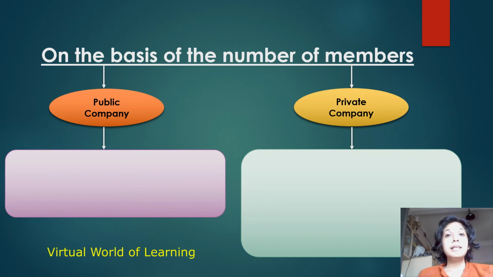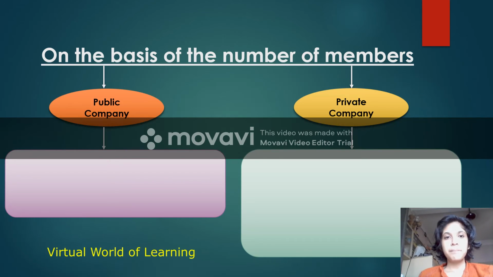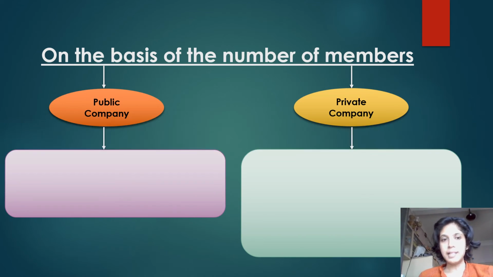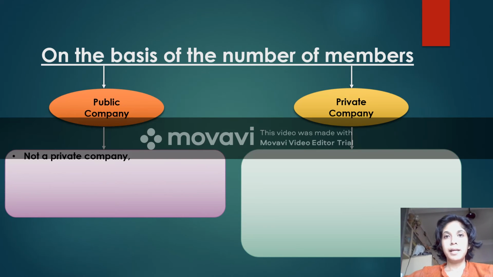to the second point, or second basis, of types of companies. The second basis is based on the number of members. Now there are obviously two, as I've already said in the last to last slides, that there are public companies and there are private companies. Now what are these? Right? We have to know it one by one. So starting with the public company.